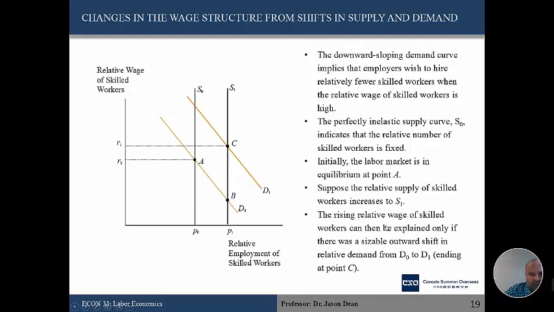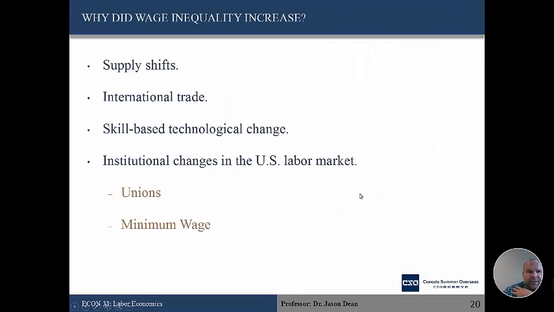But you can only have the wage increasing if at the same time there's a sizable outward shift in the relative demand from D0 to D1. So this shift would have to be larger than this shift in order for the relative wage of skilled workers to increase. There's a number of other reasons too as to why wage inequality increased. There's supply shifts. International trade is also responsible. Skill biased technological change. Institutional changes in the U.S. labor market. So there's been fewer unions. Minimum wage hasn't increased as much.